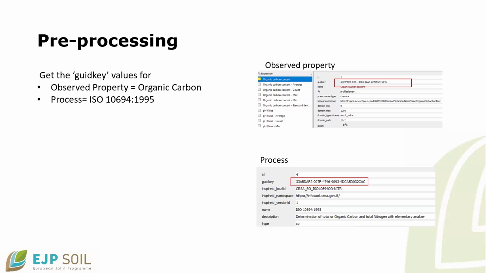And we needed to copy it, and you will see how we will use this information in Hale. And same goes for the process. In this case, the process is the determination of total organic carbon and total nitrogen with elementary analyzer that is in the ISO 10695. So we took this key, we copied it in our mapping table. You will see that the mapping table will be my companion when creating the Hale project.